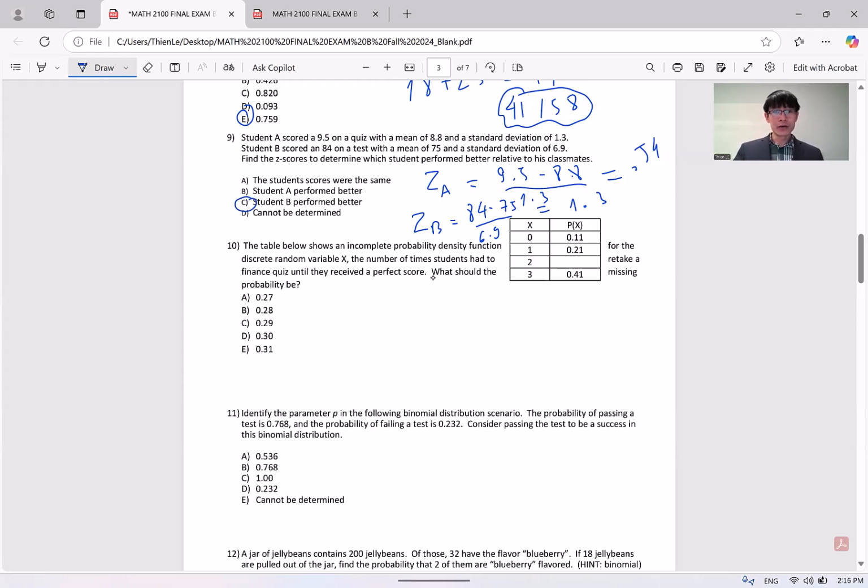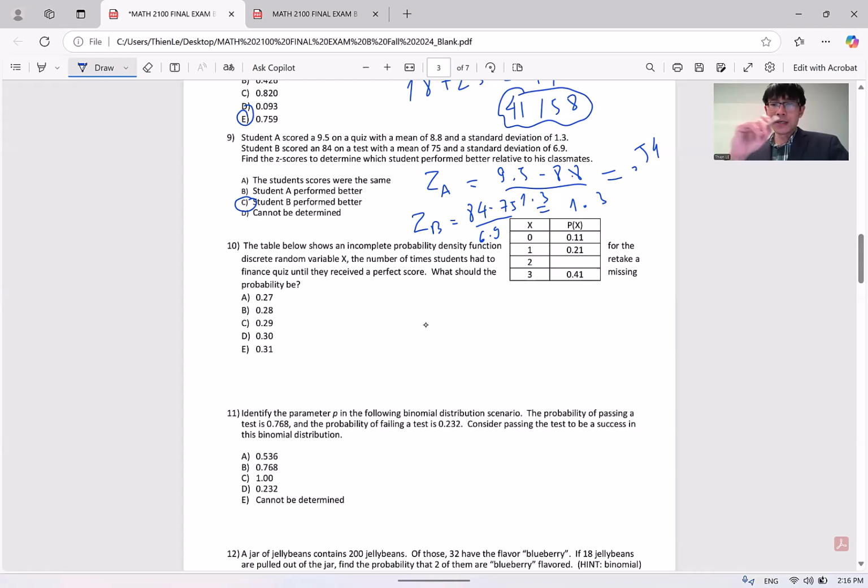Here, the table below shows an incomplete probability density function created for random variable X: the number of times a student has had to take a finance quiz until receiving a perfect score. What should the probability be? B, missing. Okay, so they're asking for the missing value here. What should this missing value be?